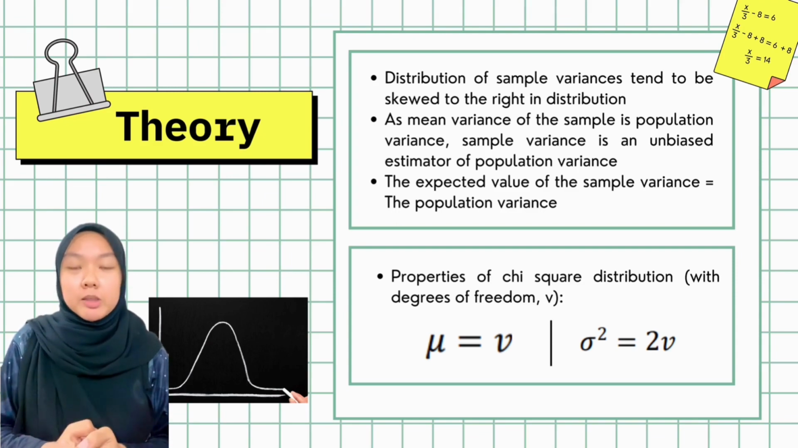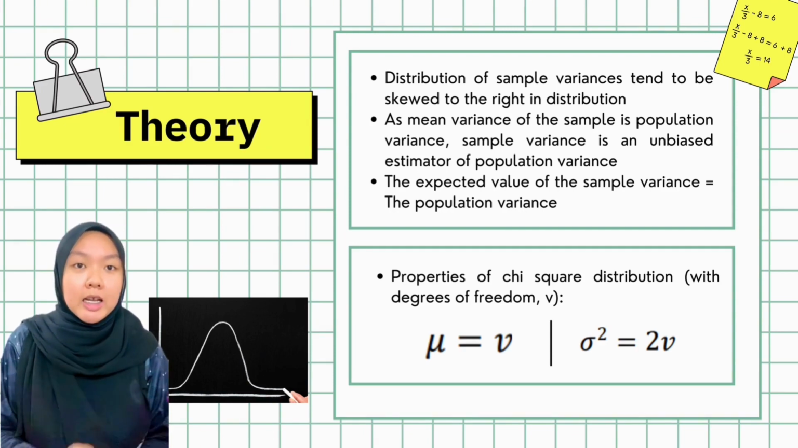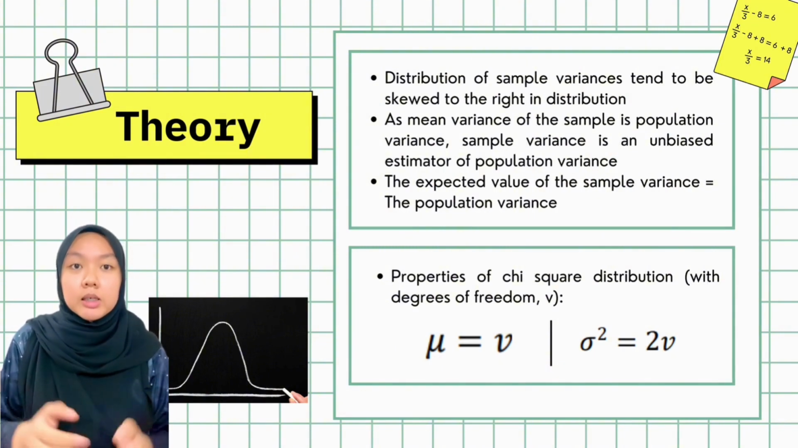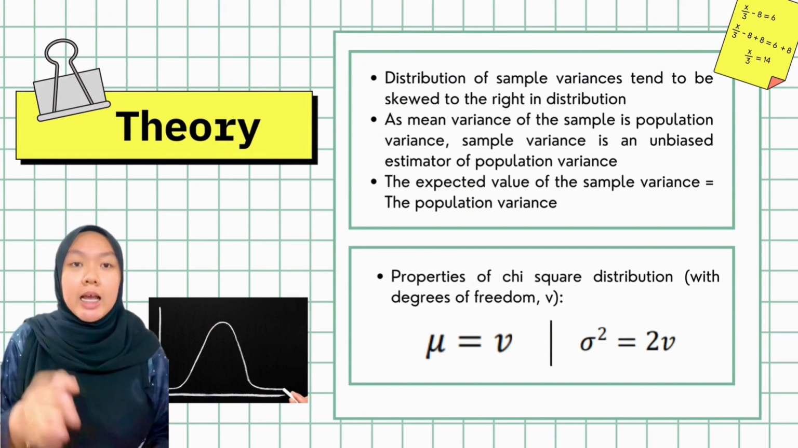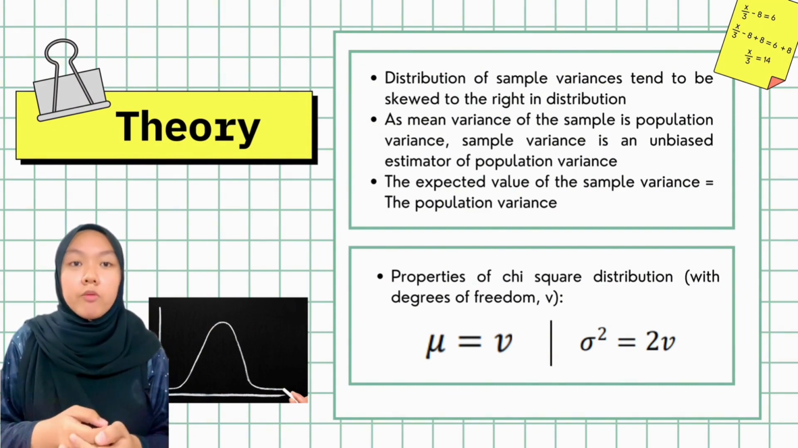First, the distribution of sample variance tends to be skewed to the right, and the variance of the sample represents the variance of the population, making the variance of the sample a valid and unbiased estimator of the variance of the population. As a result, the expected variance of a sample is the same as the variance of the population.